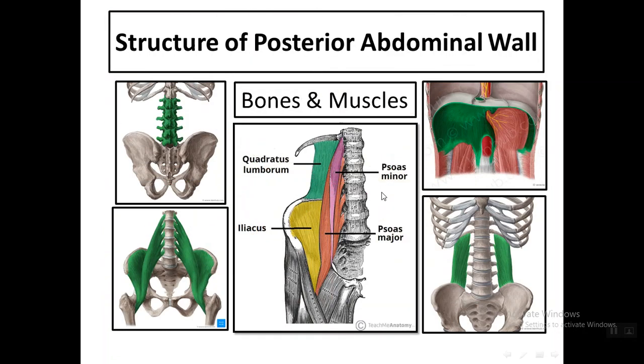the ilium. The muscles that form the posterior abdominal wall are the psoas major, psoas minor, quadratus lumborum, and iliacus muscle, as we can see here, the two psoas muscles and the iliacus, and the upper part of the diaphragm. So these are the structures that form the posterior abdominal wall.